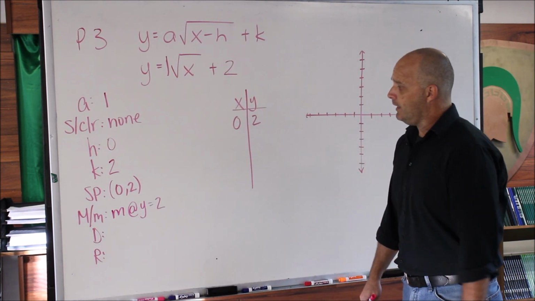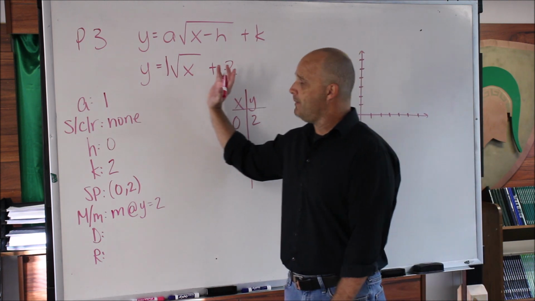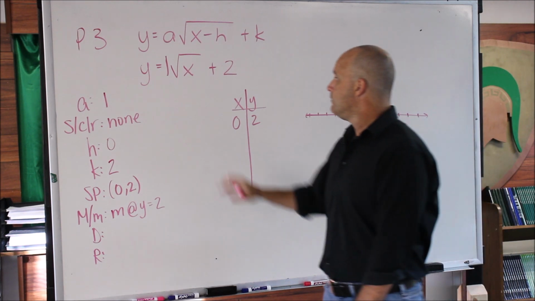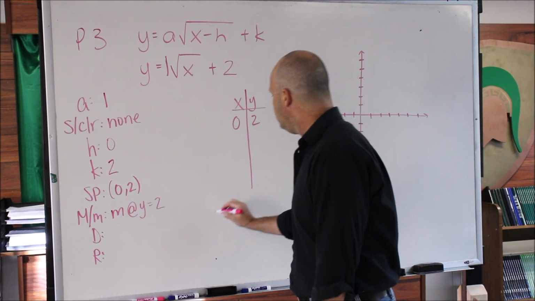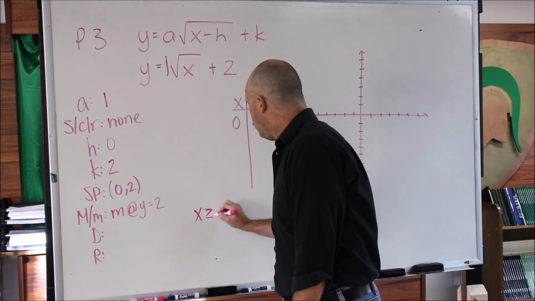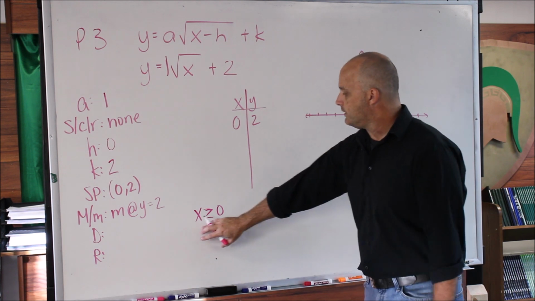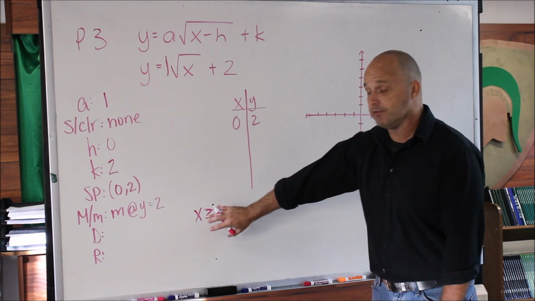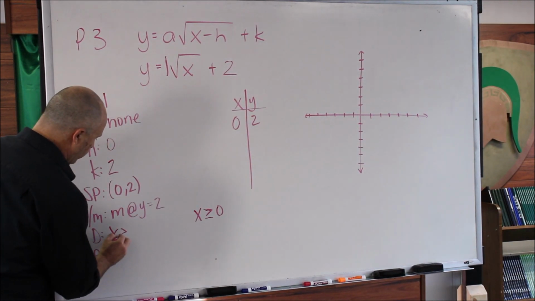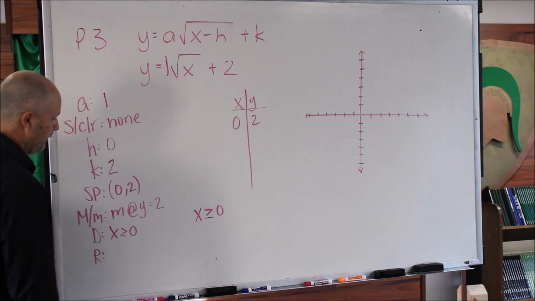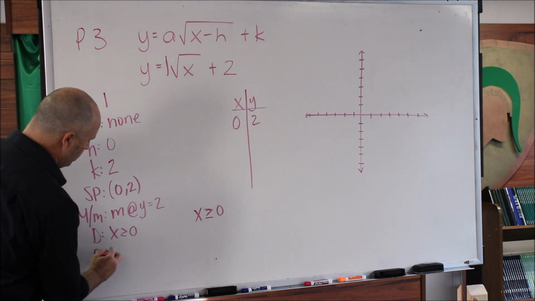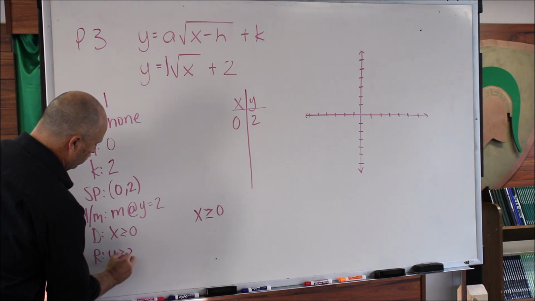Now the domain is going to be what is going to make this radicand less than 0. So what we do is we set the radicand greater than or equal to 0. And since we've already got x, there's nothing to do with the x. We know that the domain is going to be x is greater than or equal to 0. The range is simply going to be, since it opens up, greater than the minimum value, so y is greater than or equal to 2.